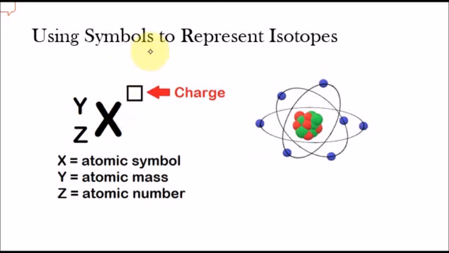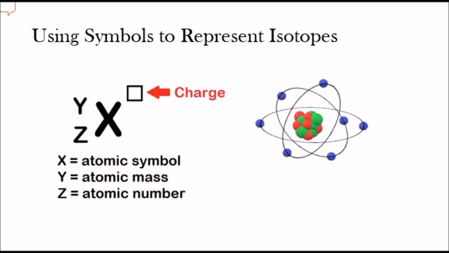So how does this all tie together? How do we represent this? Okay. So whenever you're talking about an atom and you want to represent it, you typically use this format right here. So you have X as the atomic symbol, so that's basically the symbol of the element. You have Y at the top here, that's the atomic mass, the number of protons plus the number of neutrons, and then you have Z, which is the atomic number. And then in the top right corner, you indicate the charge.